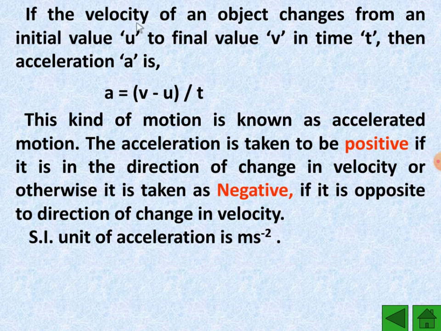Now let's see. If the velocity of an object changes from an initial velocity u to the final velocity v in time t, then acceleration is denoted by a. Here u represents initial velocity, small v represents final velocity, and acceleration a is defined as change in velocity, that is final velocity minus initial velocity, divided by time taken. To change the velocity of the body from u to v, it takes the time small t. I'm telling you again, the time taken by the body to change its velocity from u to final velocity v is this small t.